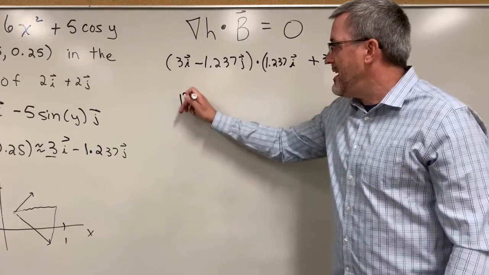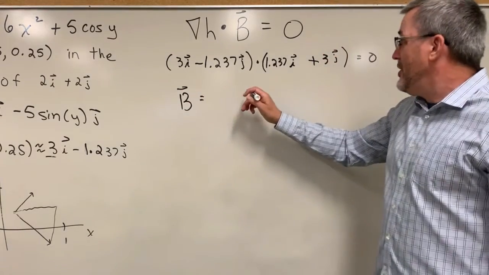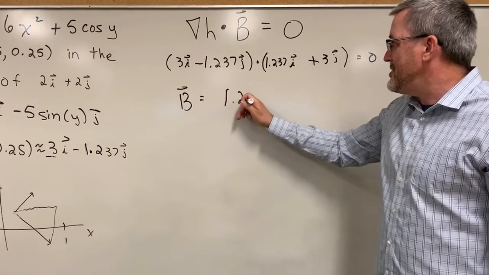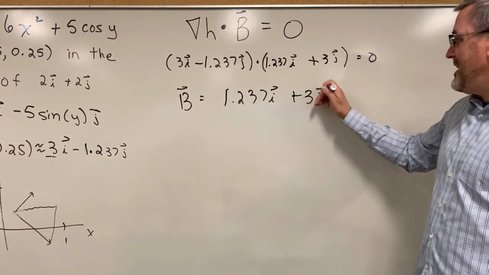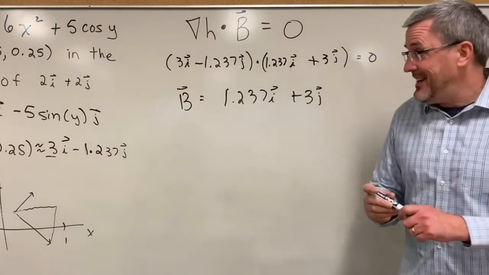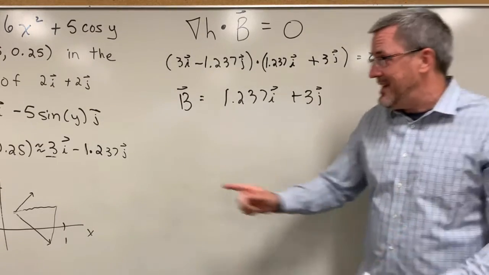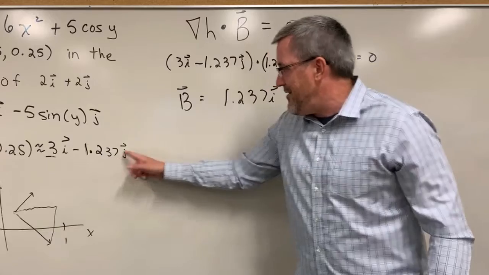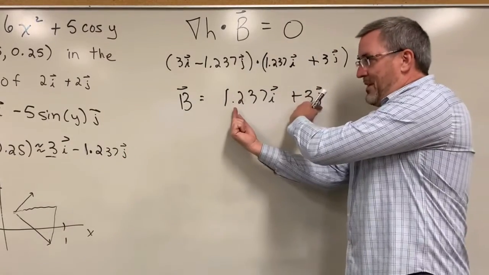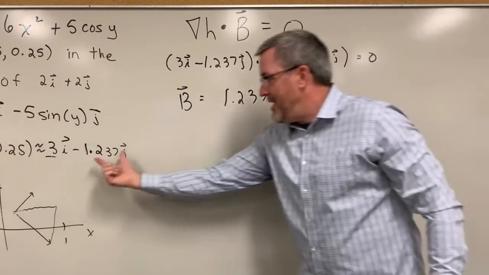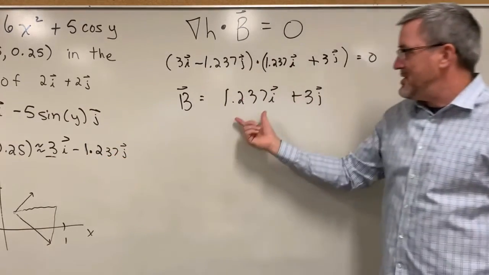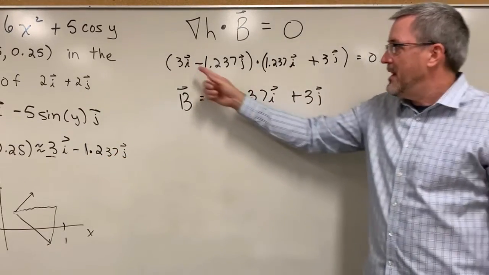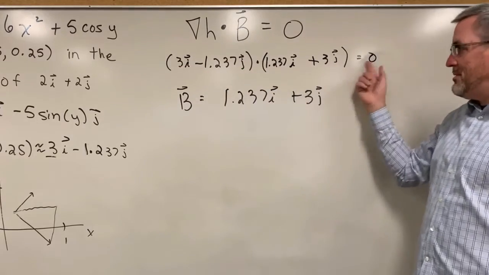So vector b could be the vector 1.237i plus 3j. Notice what I've done here, and think about why this makes sense. I've taken the gradient vector and flipped the components, and then made one of the components the opposite sign. I made the minus 1.237 positive. And then that dot product will indeed produce 0.